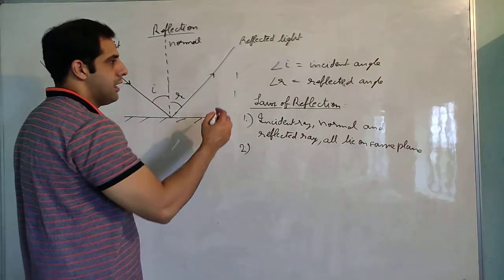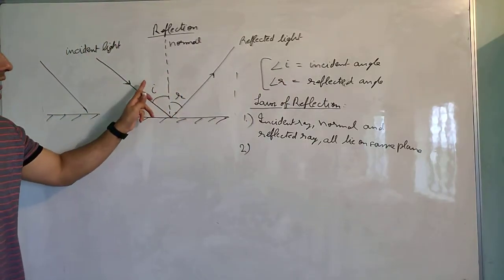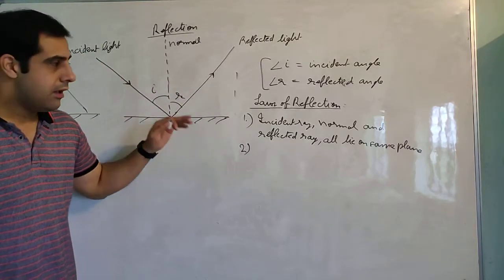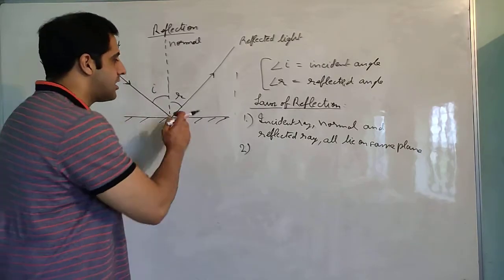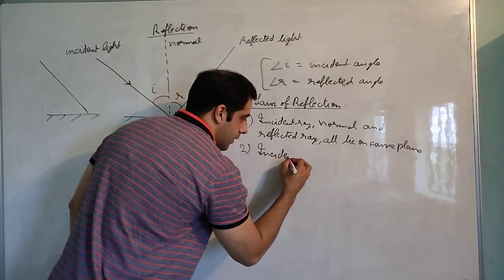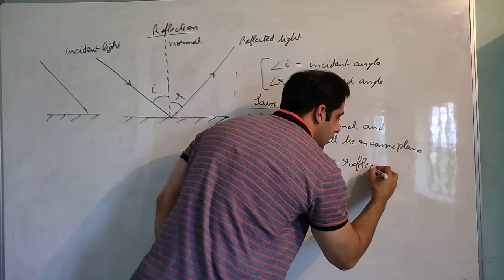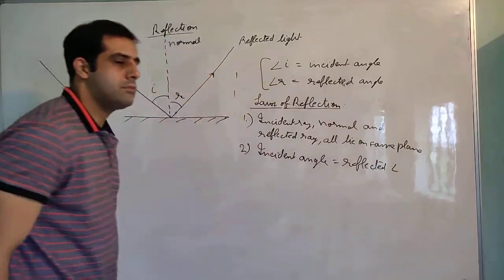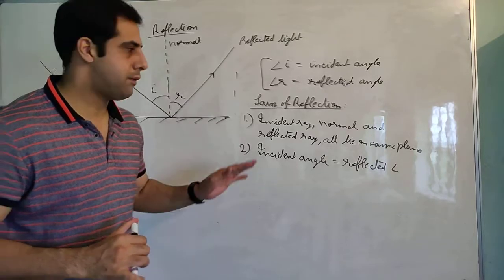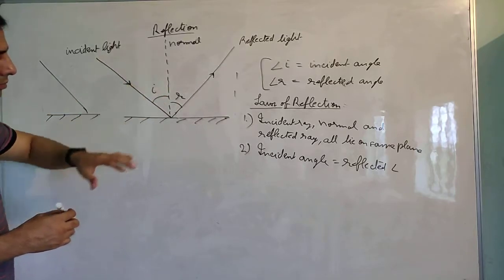The second law is that these angles, the incident angle and the reflected angle, are always equal. That means the angle at which the light is incident on the plane will be equal to the angle at which the light is reflected from the plane. So we can say the incident angle is always equal to the reflected angle. So these are the two laws. Every reflection from any kind of surface always follows these laws.